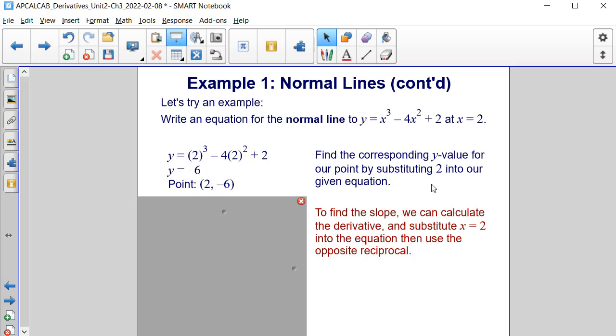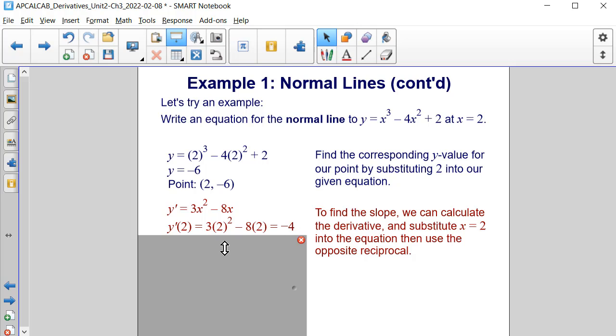To find the slope, we can calculate the derivative. So y prime is going to be 3x squared minus 8x. And then we can substitute x equals 2 into our derivative equation. When we do that, y prime of 2 is going to be 3 times 2 squared minus 8 times 2. So that'll be 12 minus 16, which is negative 4. So that means the slope of the tangent line is negative 4.